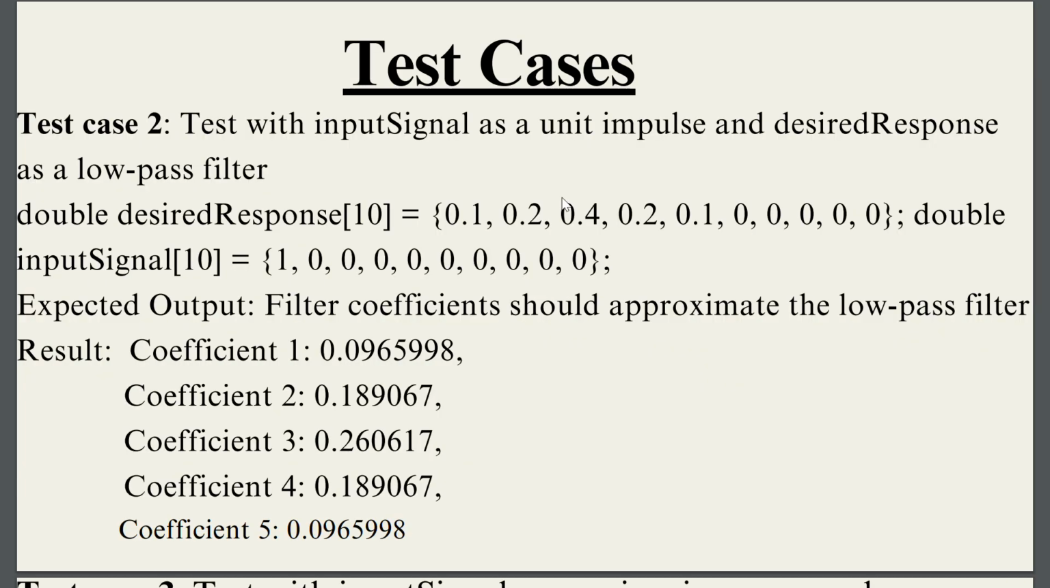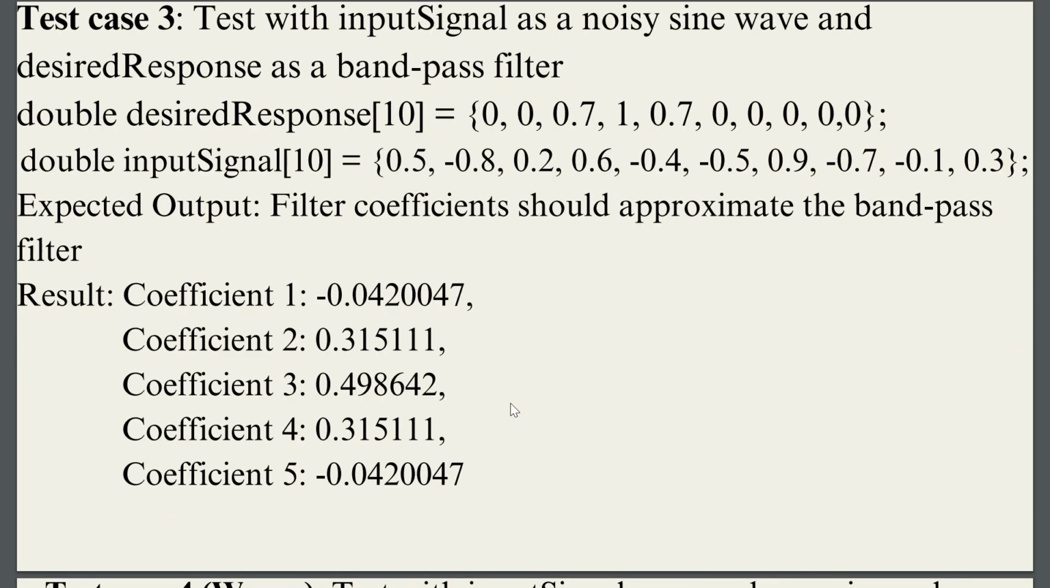Then this is the second test case we have taken. In this test case, we are taking input signal as a unit impulse and the desired response as a low pass filter. So what output are we expecting, that it should approximate the low pass filter. So here we can see the result. The coefficients are approximating low pass filter.